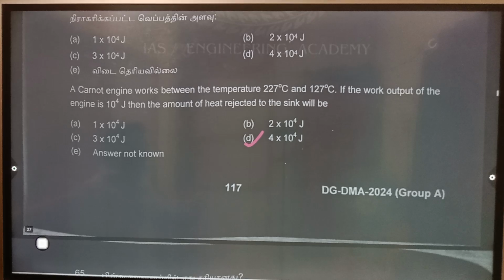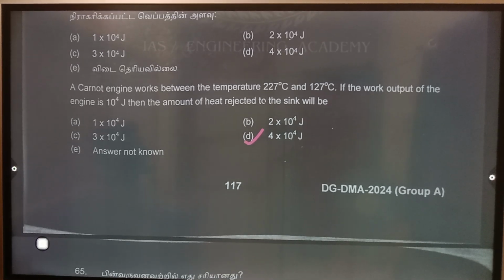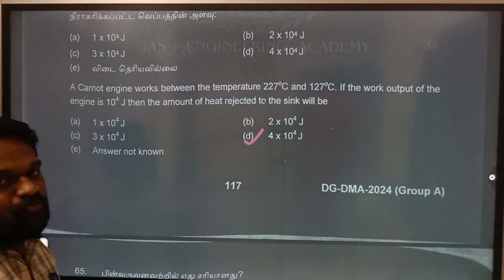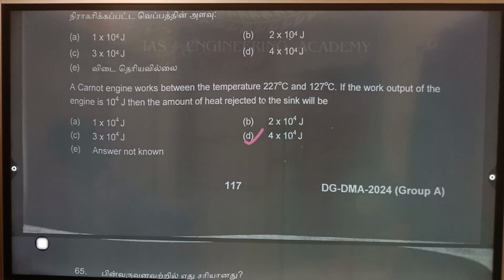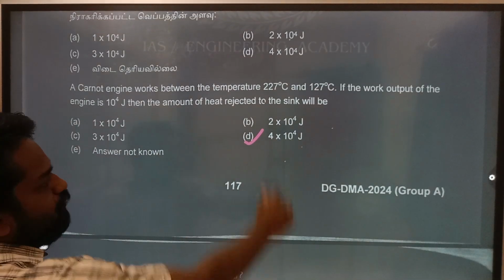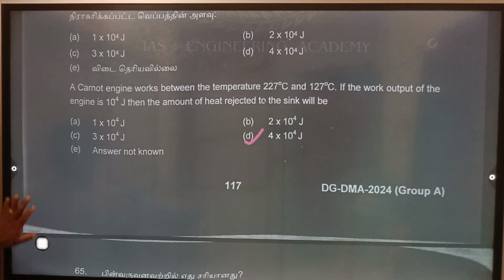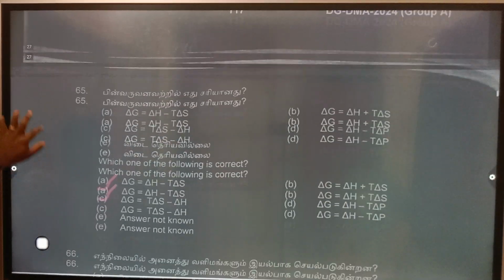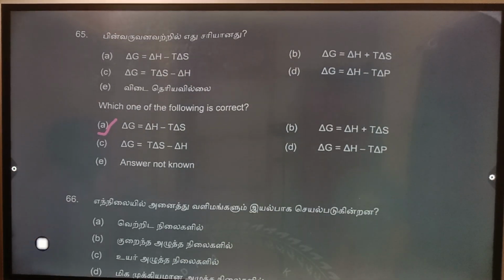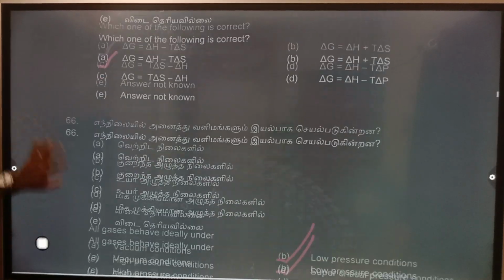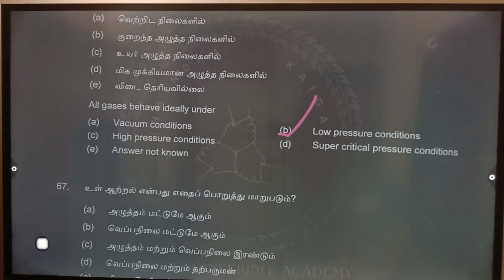64, Carnot engine. Heat rejected is what they have asked, 4 into 10 raised to 4 joule. Okay, you calculate it. You will get D, 4 into 10 raised to 4 joule. 65. You have to find the correct equation. This is the correct answer. Delta G equal to delta H minus T delta S. Okay, delta G equal to delta H minus T delta S. Answer is A. 66. The answer is box.